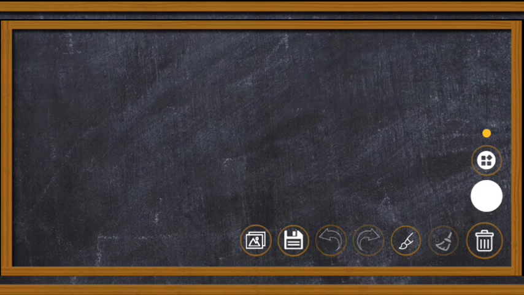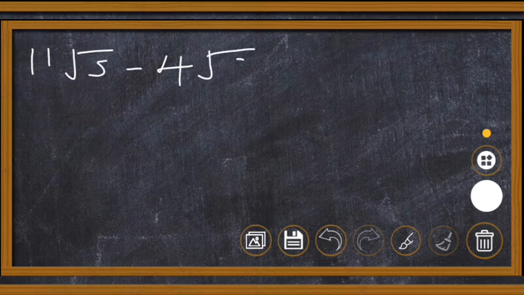So let's look at the third example using the scalar multiple or the sum rule. Let's say you have 11 root of 5 minus 4, and then we are multiplying with the root of 5.